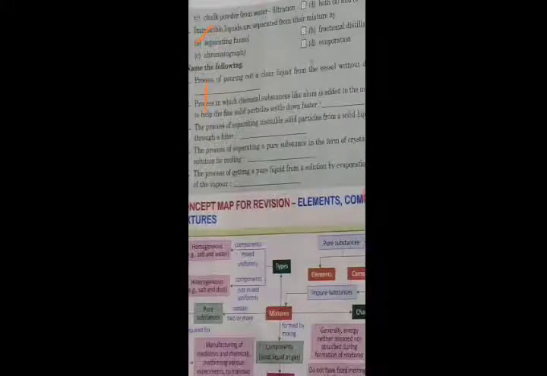I hope you have already done so, so you must be knowing the spelling. Then the process in which chemical substances like alum are added to the mixture of solid and liquid to help the fine solid particles settle down faster is loading. Next is the process of separating insoluble solid particles from a liquid mixture by passing it through a filter, which is filtration.